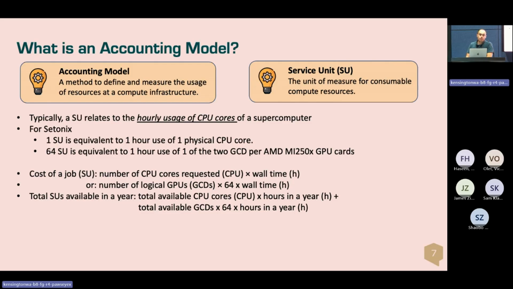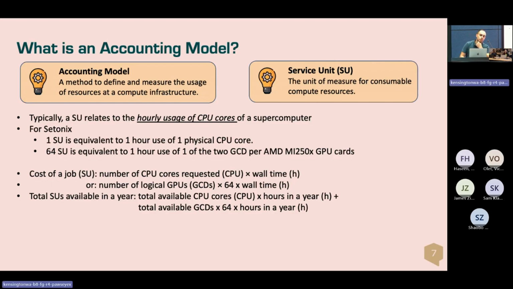Or if you're running on a GPU partition using GPUs, then the total cost would be the number of logical GPUs, GCDs, multiplied by 64, multiplied by the work time. So that's how your job will be charged.